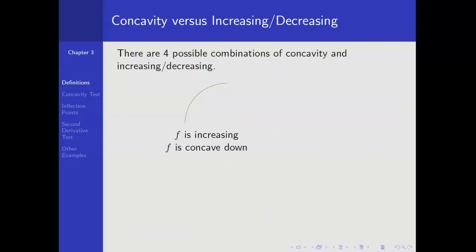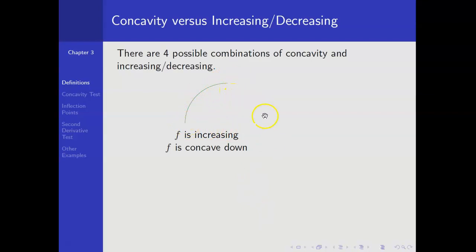Now, we've talked about concavity a little bit now. Last time we were talking about increasing and decreasing. There are 4 possible combinations of concavity and increasing versus decreasing. So if f is increasing and f is concave down, then we're going to get a shape that looks roughly like this.